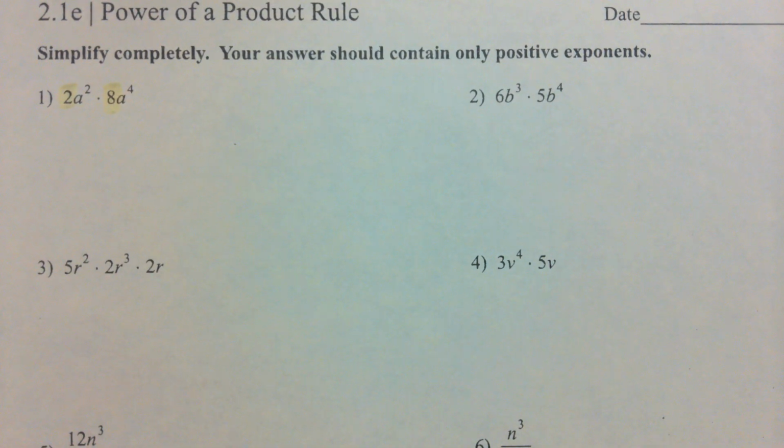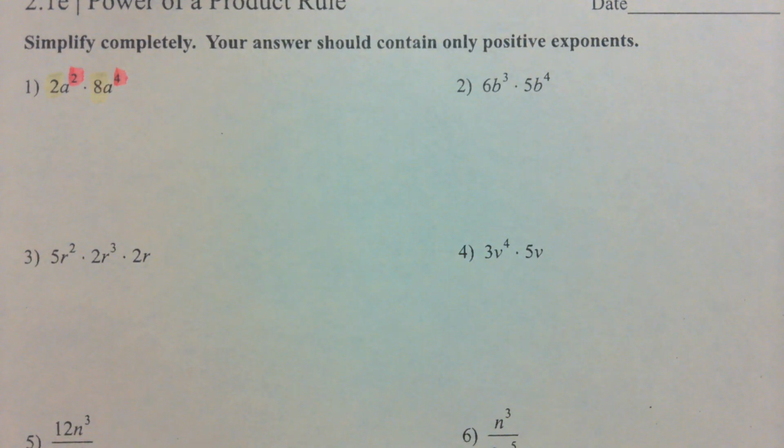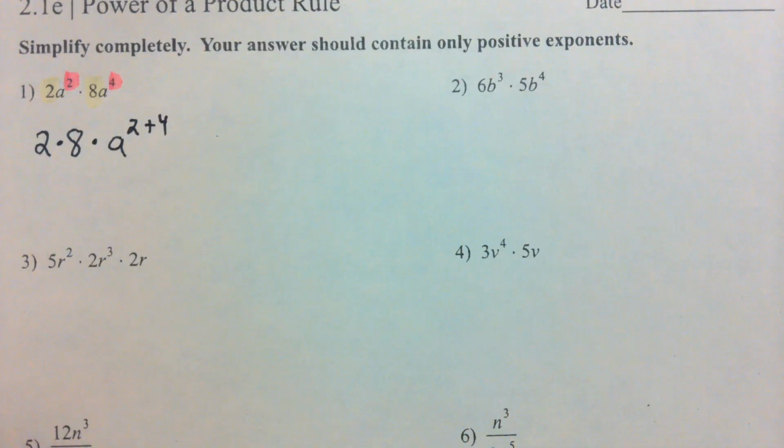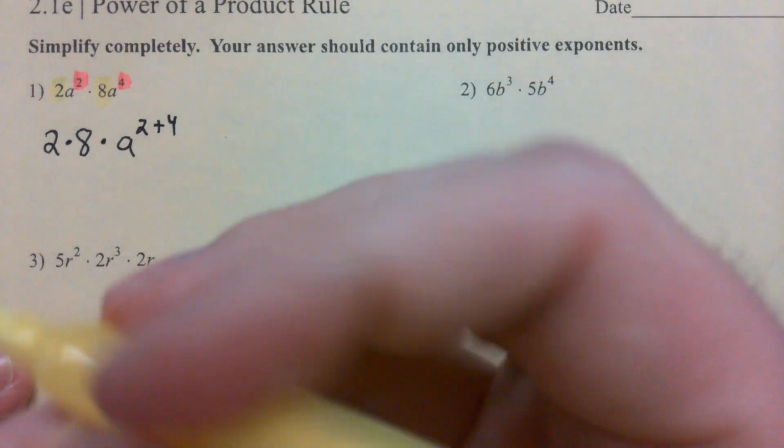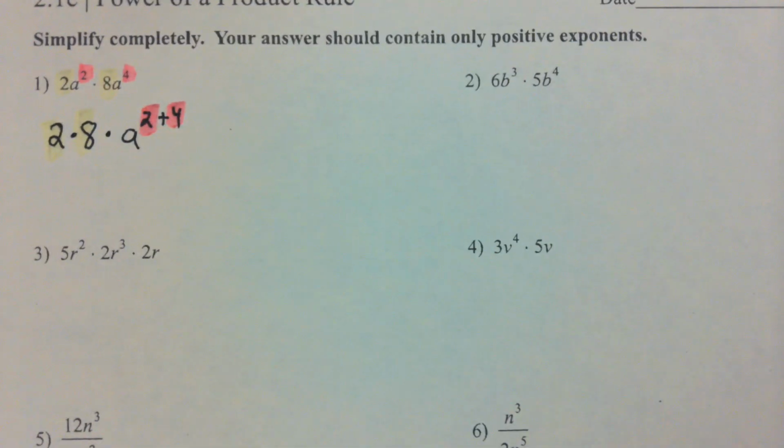So we got a 2 and an 8 for my numbers, a to the power of 2 and a to the power of 4 for my powers. We'll rearrange that. 2 times 8 times a to the power of 2 plus 4. Got to add those exponents together. Yellow numbers are together. Pink powers are together.